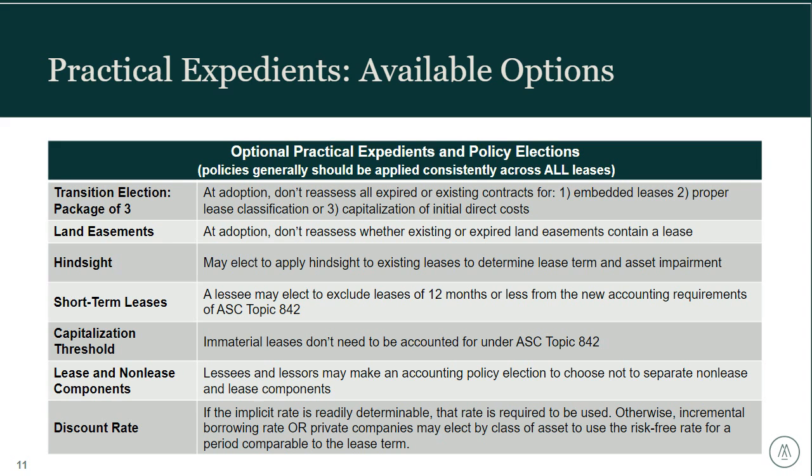In fact, I have not yet found a client that is not adopting or had a really good reason not to adopt this. I'm sure that there are reasons. I think that they're few and far between. So at adoption, what the transition package of three says is that you don't have to reassess any expired or existing contracts for any embedded leases, proper lease classification, or capitalization of initial direct costs.